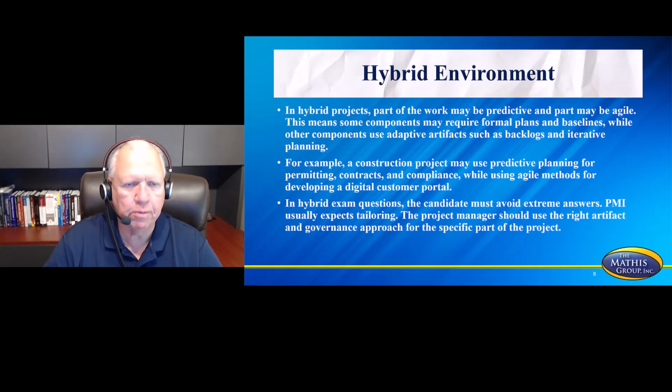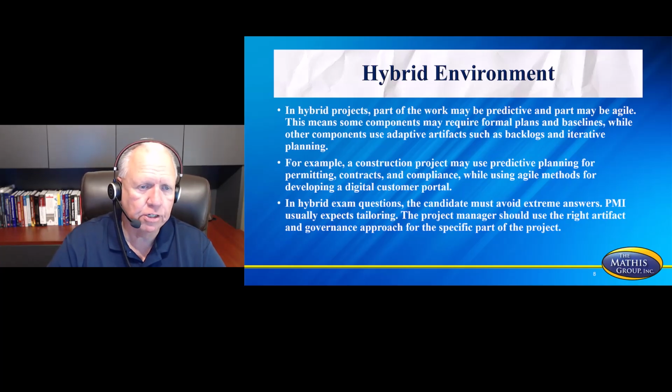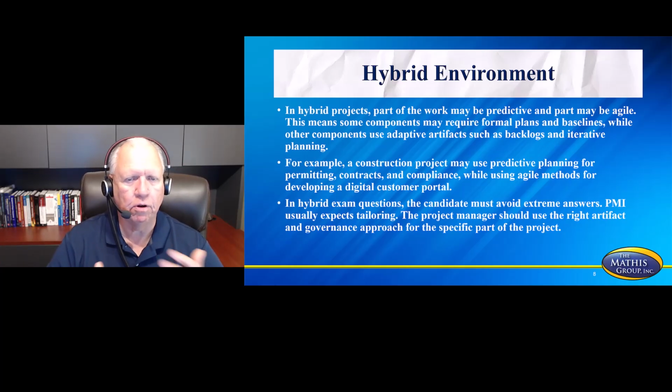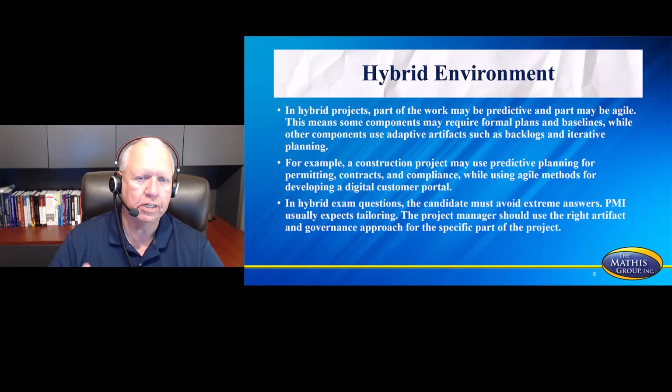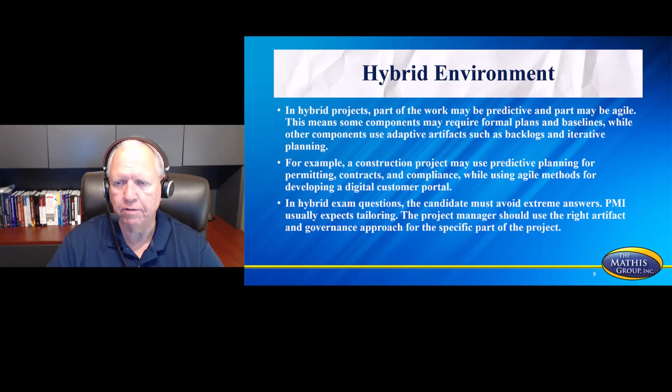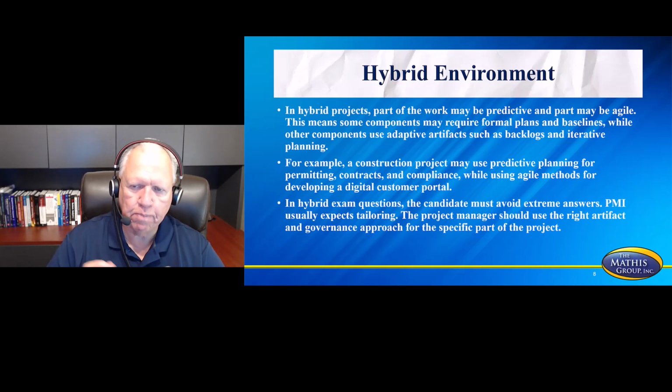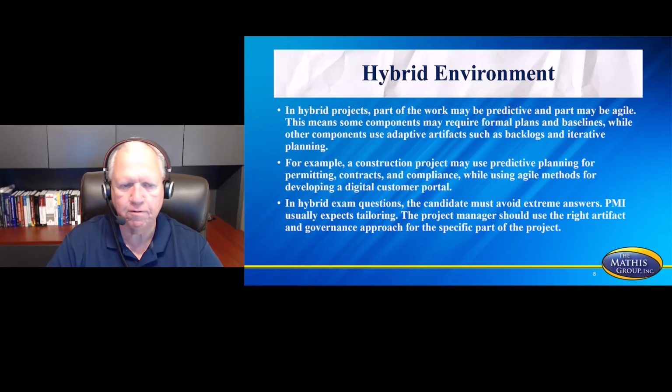In a hybrid environment, hybrid projects, part of the work may be predictive and part of it may be agile. So as you read it, you'll have to pick up on what part, how much of it. Is it more predictive with some agile, or is it more agile with some predictive? This means some components may require formal plans and baselines, while other components use adaptive artifacts, such as backlogs and iterative planning. For an example, a construction project may use predictive planning for permitting, contracts, and compliance, while using agile methods for developing a digital customer portal.